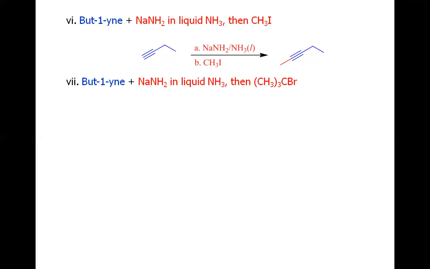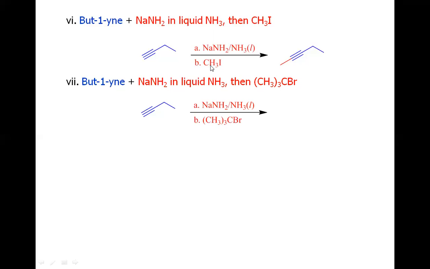For the seventh reaction, again we have the same strategy, that is to deprotonate this but-1-yne in the presence of sodium amide and liquid ammonia. However, this time the electrophile is changed. It is not methyl iodide, but it is tertiary butyl bromide.